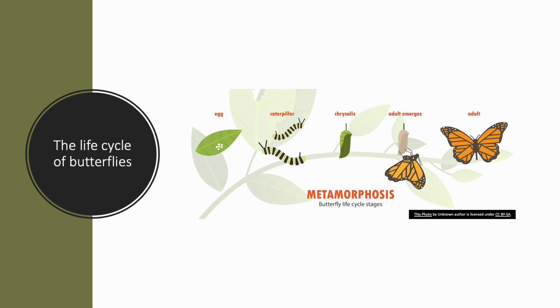And then the adult emerges, this beautiful, beautiful butterfly. And they go and live a happy life after that. And this whole process is called metamorphosis. Metamorphosis. The life cycle of a butterfly. And overall, it's just a wonderful, wonderful process.